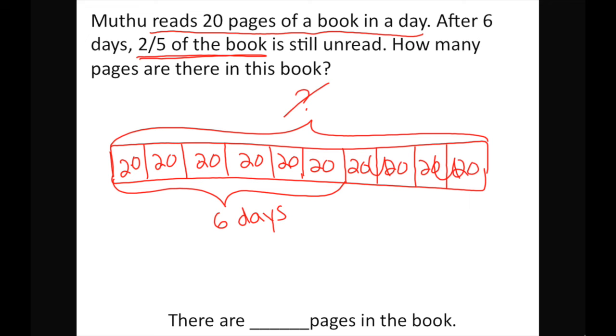I can now find how many pages there are in the book. I have a total of 10 units, and each unit is 20 pages. So 20 times 10 equals 200. There are 200 pages in the book.